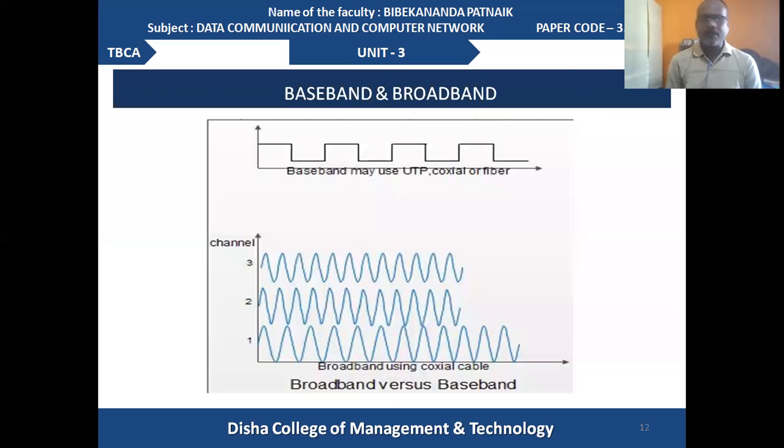This is a simple diagram of a baseband LAN as well as a broadband LAN. Baseband may use UTP, that is, different types of cables such as unshielded cables, coaxial cables and fiber optic cables. These types of cables are widely implemented with the baseband LAN or baseband communication medium.